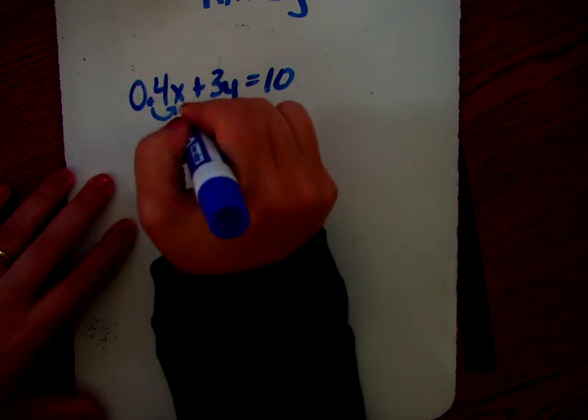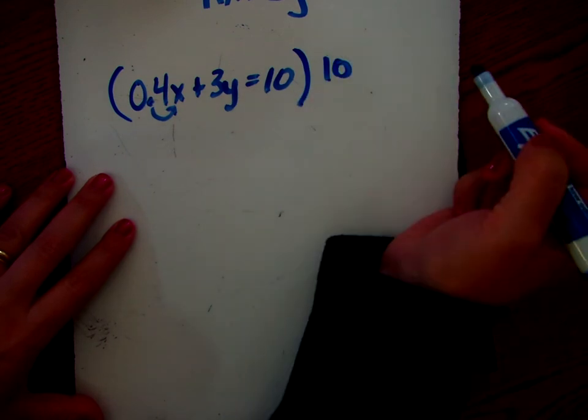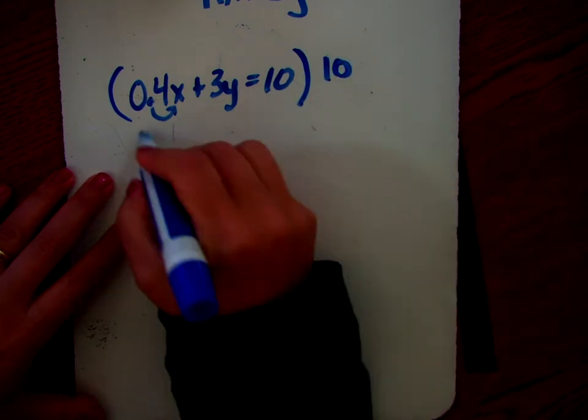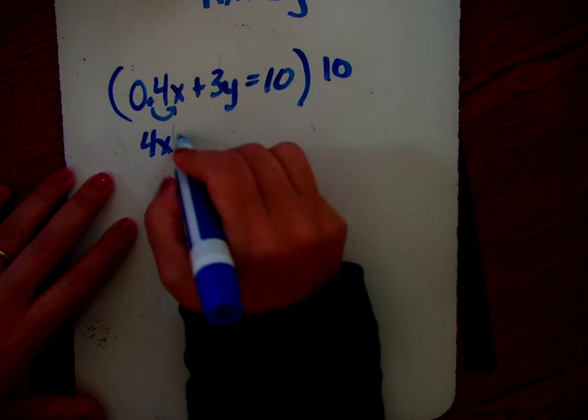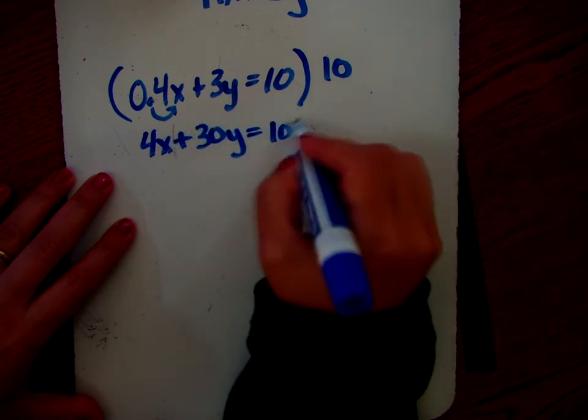Multiplying by 10 moves your decimal one place to the right. But I have to do it to the entire equation. So now this becomes 4x, this becomes 30y, and 10 times 10 is 100.